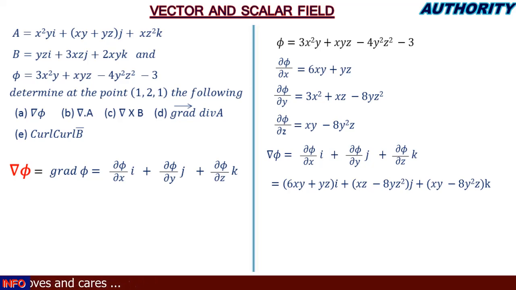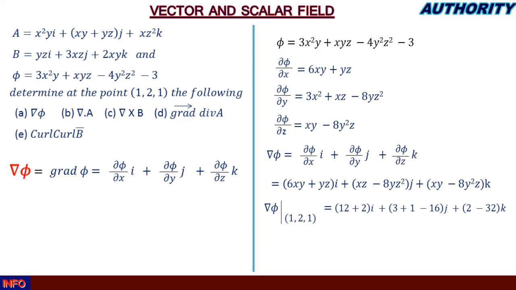Now let's go ahead. We said at a certain point. So here we find the gradient of phi at the point (1, 2, 1), which is telling you x, y, z. x is 1, y is 2, and z is 1. So anywhere we see x, y, z, we replace them with 1, 2, 1. So when we replace, this is what we are going to have.